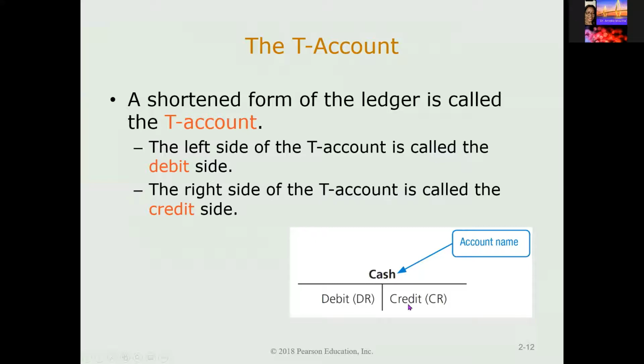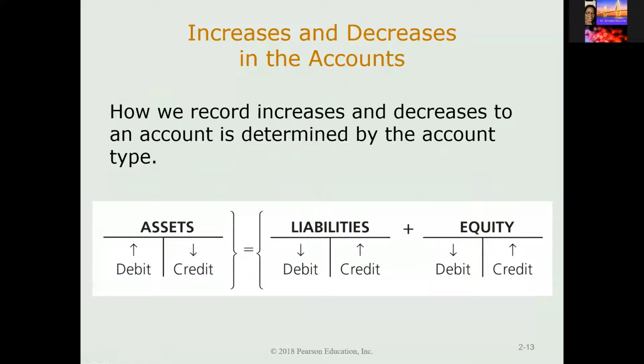The left and the right side of the T account are used to record increases and decreases in the account. So you have your debit, which is abbreviated as DR, and then you have your credit, which is abbreviated as CR. Increases and decreases to an account are determined by the type of account: assets, liabilities, or equity. Depending on the type of account, increases are recorded on one side and decreases are recorded on the opposite side.